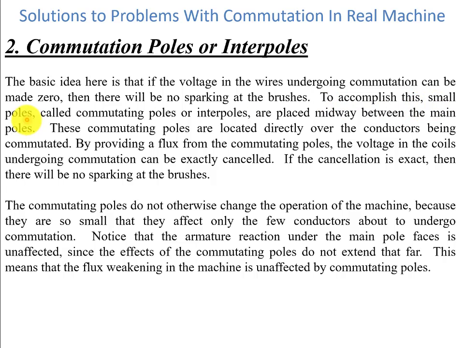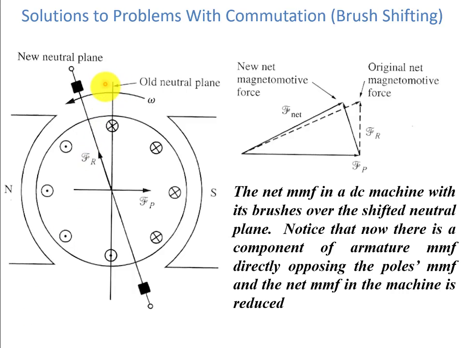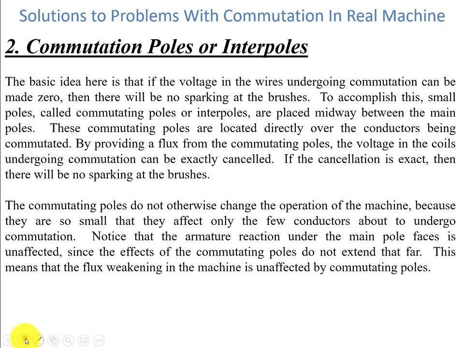To accomplish this, small poles called commutating poles or interpoles are placed midway between the main poles. These commutating poles are located directly over the conductors being commutated. I will show you here. These interpoles are placed around here, because these are our main poles, north and south, and here we will place our interpoles or commutation poles. So these commutating poles are located directly over the conductors being commutated.